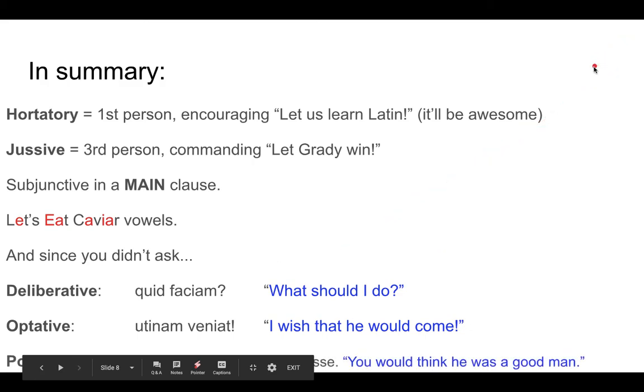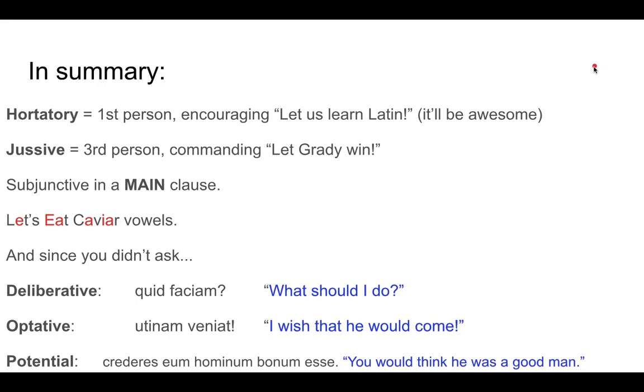Finally, the potential subjunctive. Crederes eum hominem bonum esse. You would think he was a good man. The idea here is there's a potential that you would think that may not be the case. All right? Now that's because you didn't ask. We're mostly going to see the jussive and hortatory subjunctives, and you're going to translate them with let. Let's do it. All right?